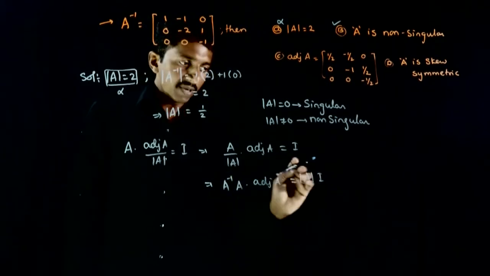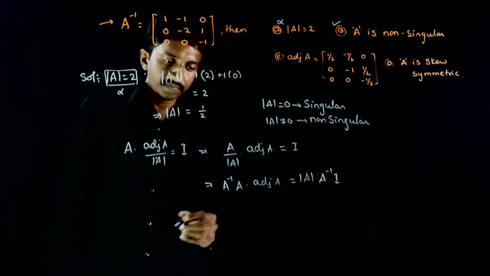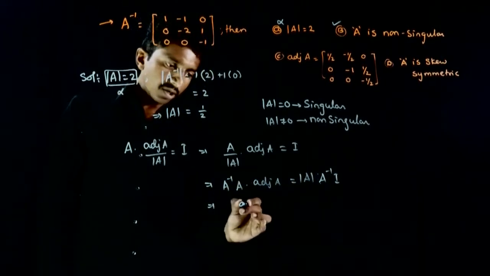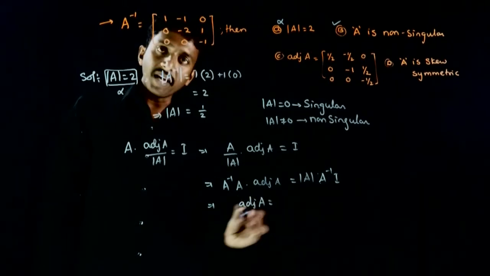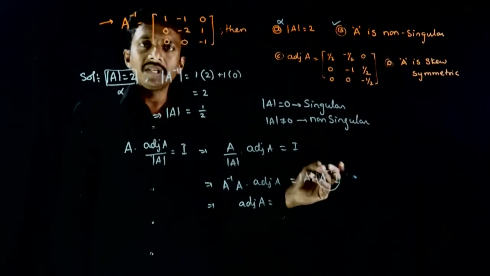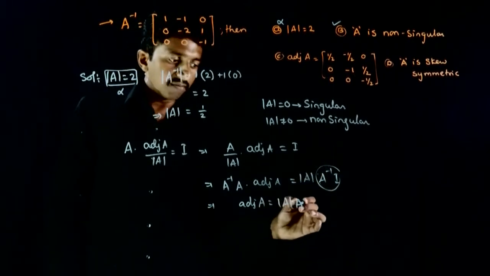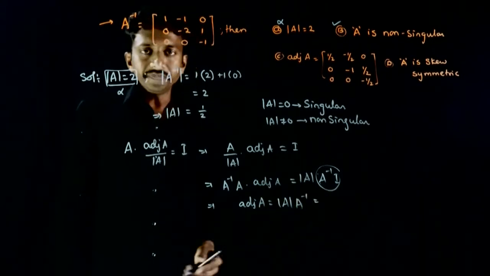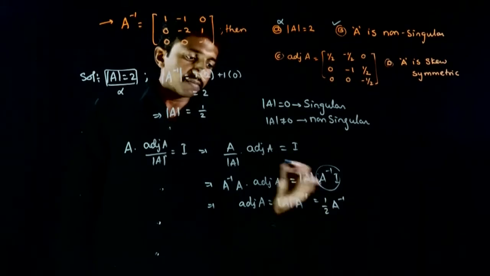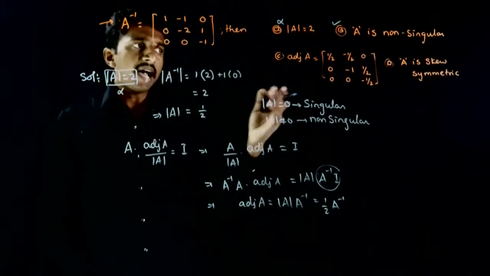So A inverse into A into adjoint of A is equal to det A times I into A inverse. Sorry, A inverse से मल्टीप्लाई कर रहा हूं. So A inverse into A will become I. So adjoint of A क्या होगा in terms of A inverse? This is det A times A inverse. Okay, I into A inverse is again A inverse. That is equal to, what is det A? Half. So half times A inverse. So adjoint of A in this particular question is half times A inverse.